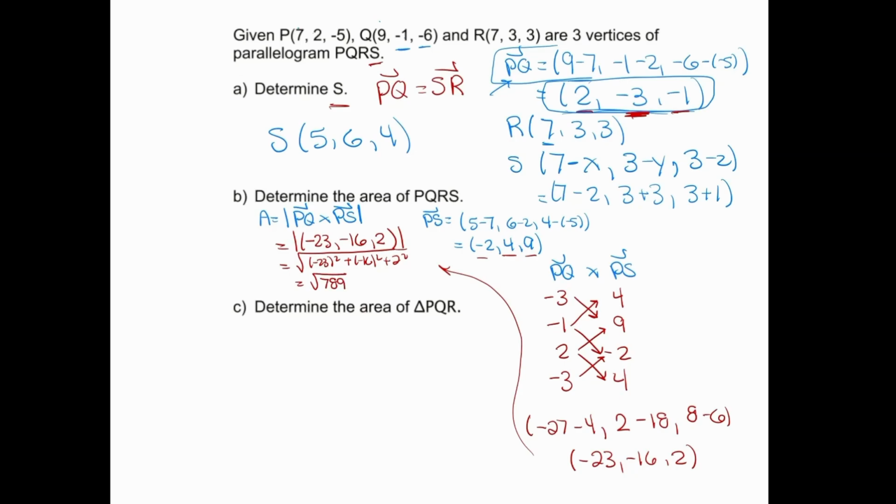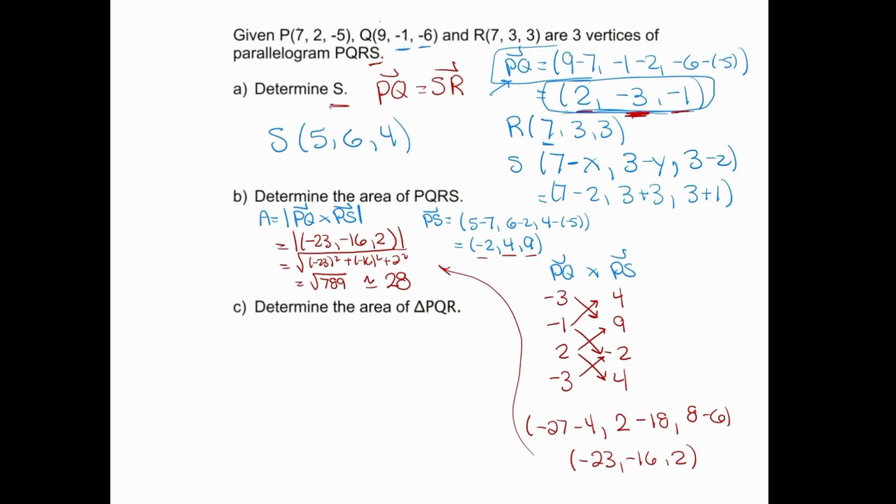That will be the exact value, but I can write that as an approximate value of 28. If I were to take the square root of 789, it's approximately equal to 28. And that would be 28 units squared. We don't have the units.